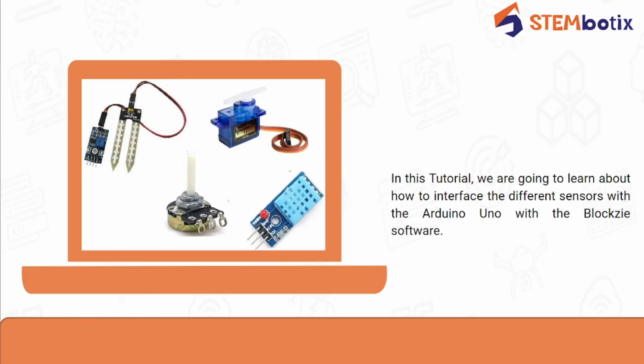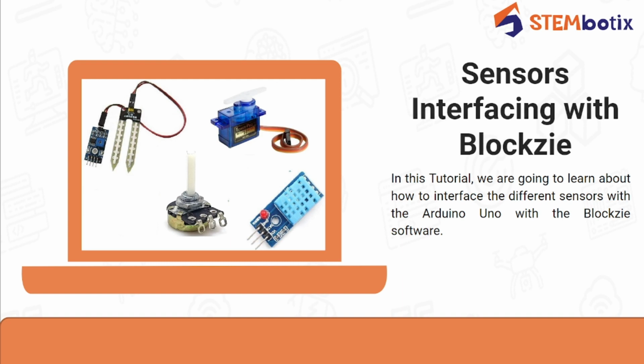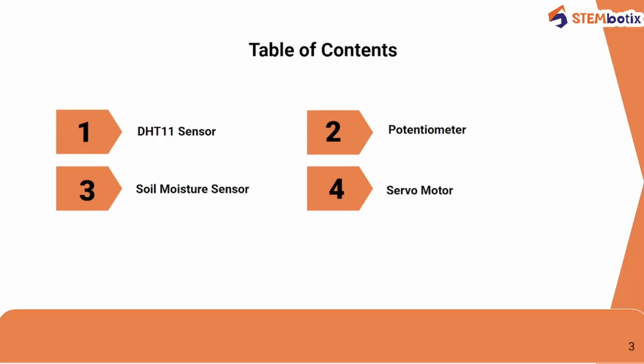In the previous lecture we saw how one can interface different things with Arduino Uno. Now we are here with sensor interfacing. In this tutorial we are going to learn how to interface different sensors with Arduino using Blockzie: DHT11 sensor interfacing, potentiometer interfacing, soil moisture sensor interfacing and servo motor interfacing. This is our table of contents, which has four different parts.